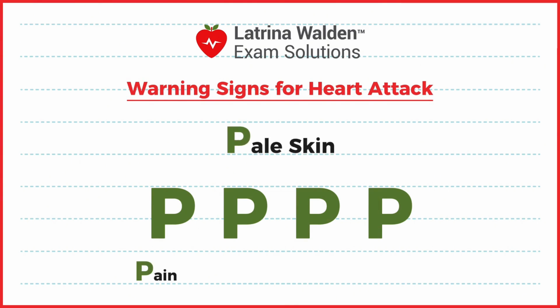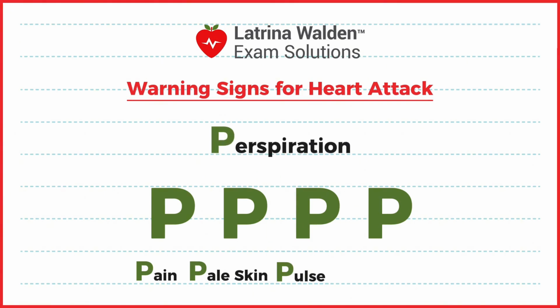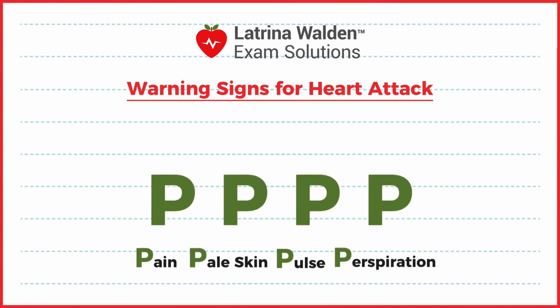Pale skin. Looking unusually pale or ashen, the heart may not be pumping effectively. Pulse. A rapid, weak pulse could mean the heart is struggling. Don't ignore it. P. Perspiration. Cold sweats or excessive sweating, it might be more than just stress.